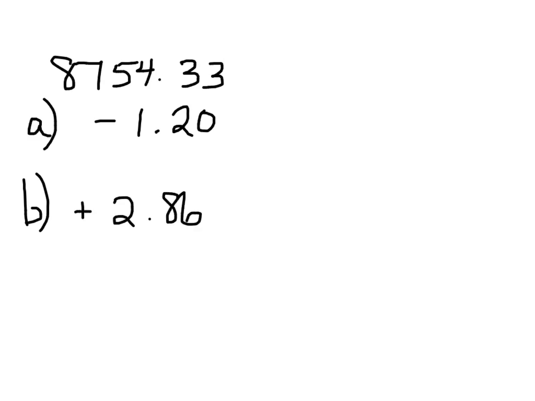$2.86. Then for part C, they want a total. So what's $8,754.33 minus $1.20 plus $2.86? Colin? I'm looking on the chart and wondering where you get the numbers from, like A and B. Oh, that's the reading part that I read to you already. Okay. How much is the total?